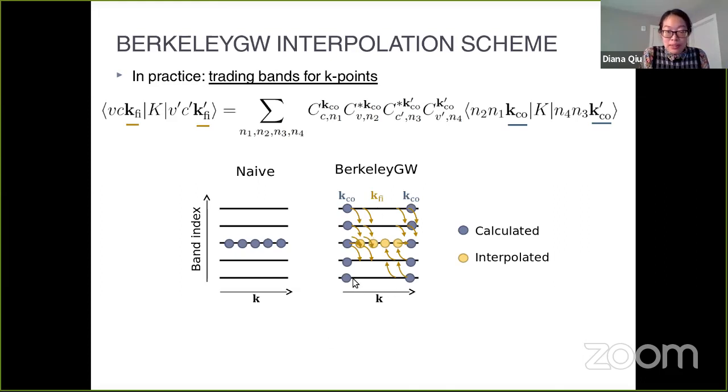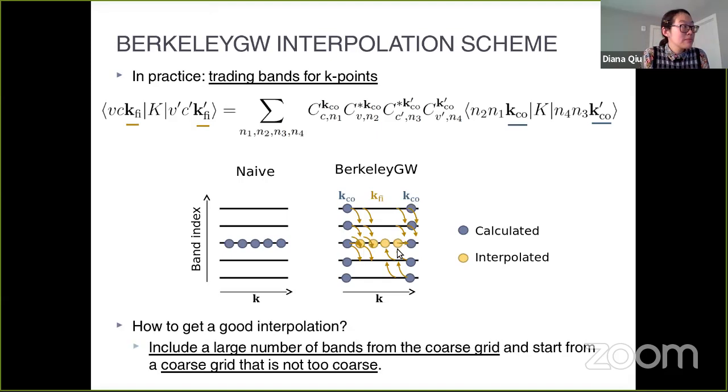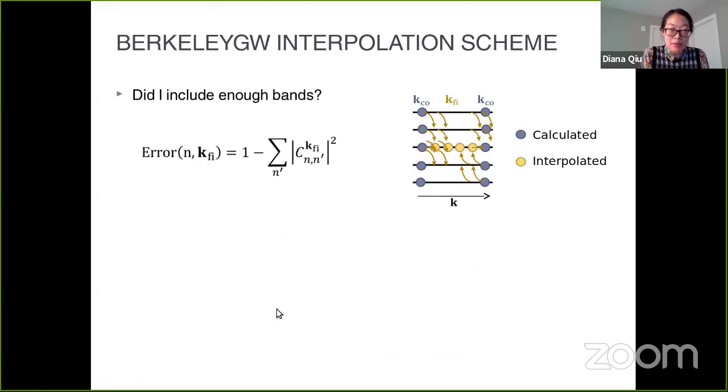Instead, what we do in BerkeleyGW is we explicitly calculate a small number of k points and a large number of bands, the blue dots in this figure. We use those to interpolate the kernel matrix elements to a large number of k points on a small number of bands, which are the yellow dots here. So in order to get a good interpolation, we need to include a large number of bands from the coarse grid, and start from a coarse grid that's not too coarse. We'll talk later about what that means.